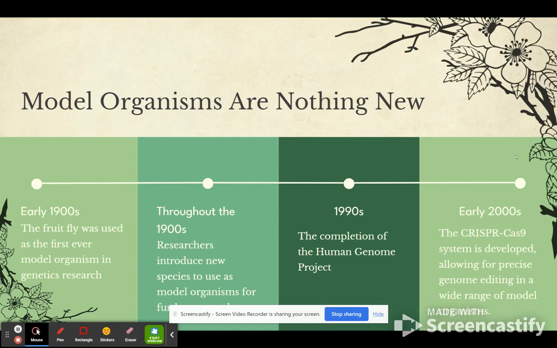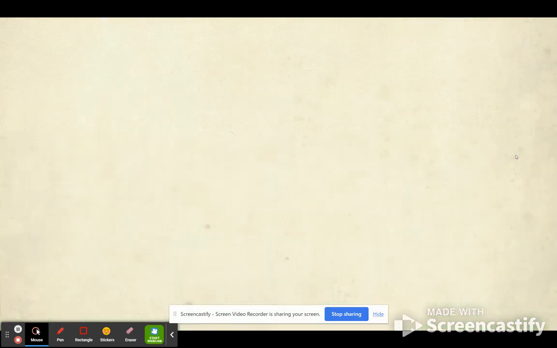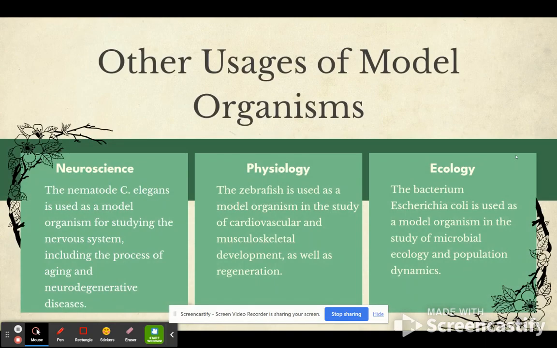As the 20th century progressed, more species were introduced as model organisms to be used for research, bringing us to today, where a wide variety of model organisms are used in research, including bacteria, yeast, nematodes, zebrafish, and many others. These organisms continue to provide valuable insight into the fundamental processes that govern life, and they are instrumental in advancing our understanding of human biology and disease. But that's enough talk about genetics.